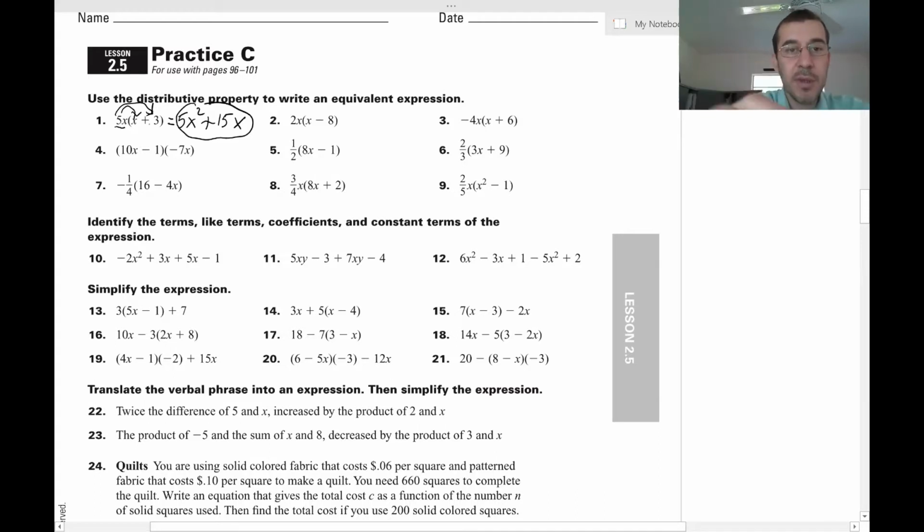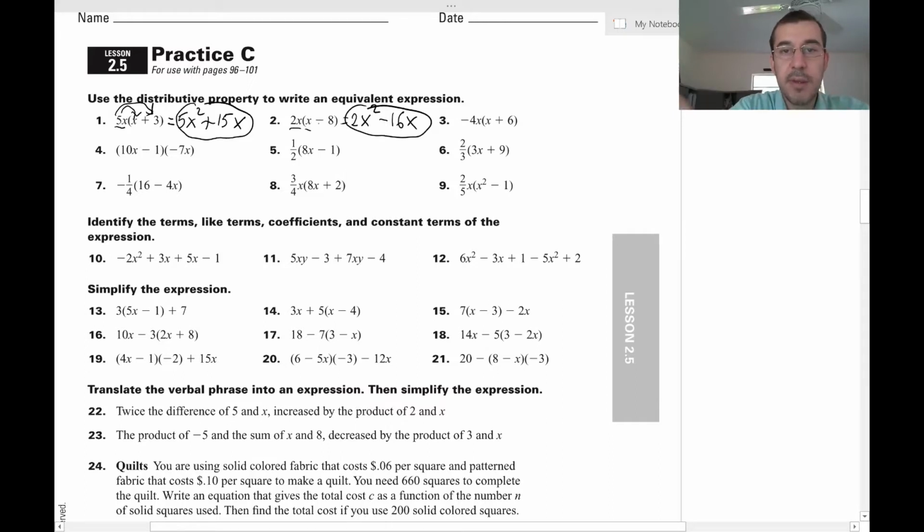Number 2, 2x multiplied by x. So 2 times 1 is 2. x times x is x squared. Then we multiply 2x with minus 8. Now we have plus 2x and minus 8, product of two different signs. We end up with a negative product. 2 times 8 is 16, and then x.